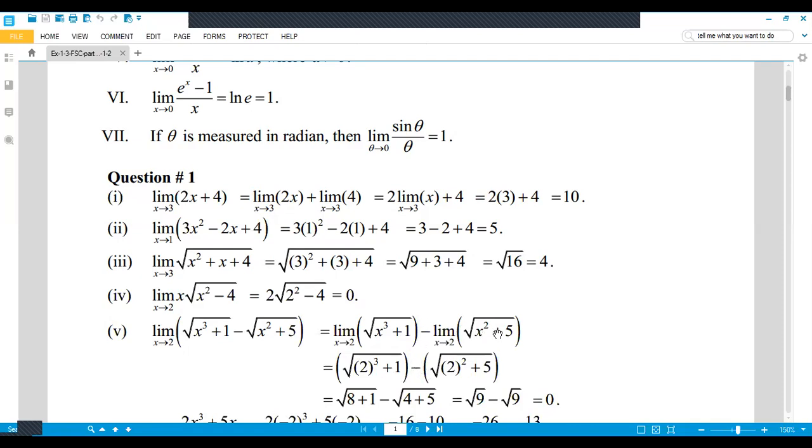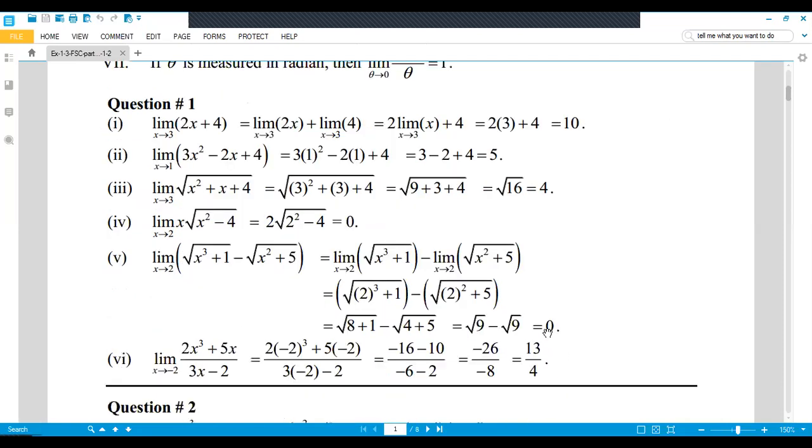Now when you apply the limit on the second root, where you find the x, there you put 2. So 2 square plus 5. So now 2 cube is 2 2s are 4, 4 2s are 8, plus 1, minus 2 square is 4, 4 plus 5. So 8 plus 1 is under root 9 and 4 plus 5 is under root 9. So under root 9 and under root 9 cancel with each other and we get 0.